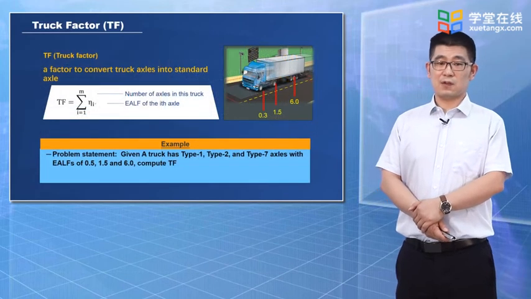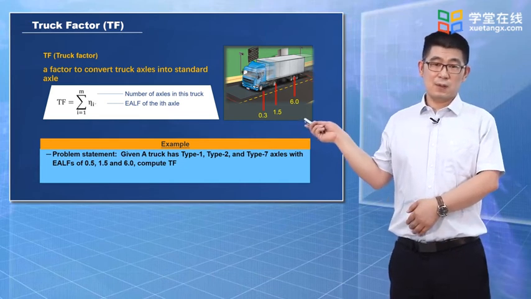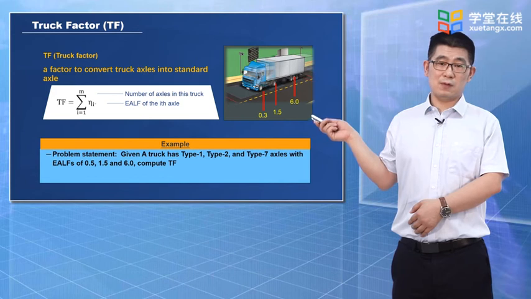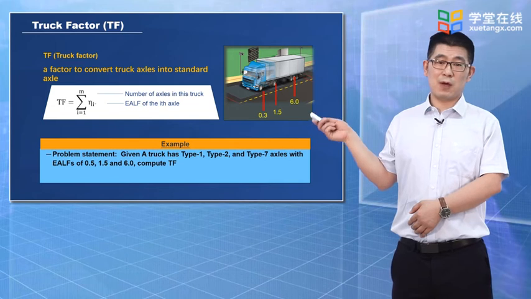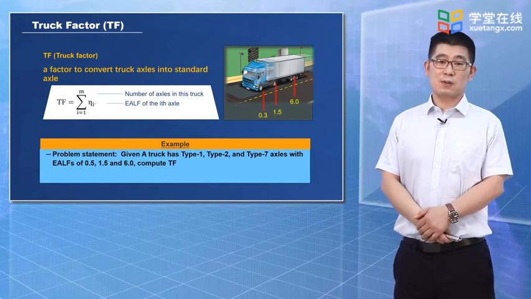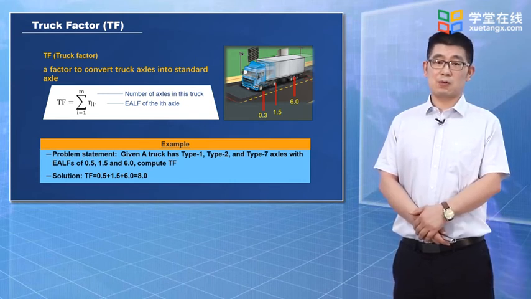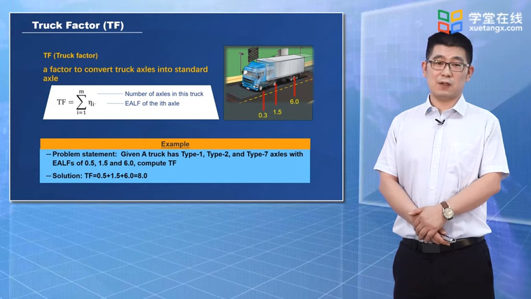Truck factor is another concept, which is a factor to convert truck axles into standard axles, as shown in this figure. A truck has 3 axles, which are type 1, type 2, and type 7. ELFs are 0.5, 1.5, and 6.0 for those 3 axles. Truck factor TF equals 0.5 plus 1.5 plus 6.0 equals 8.0. In other words, this truck is equivalent to 8 standard axles.